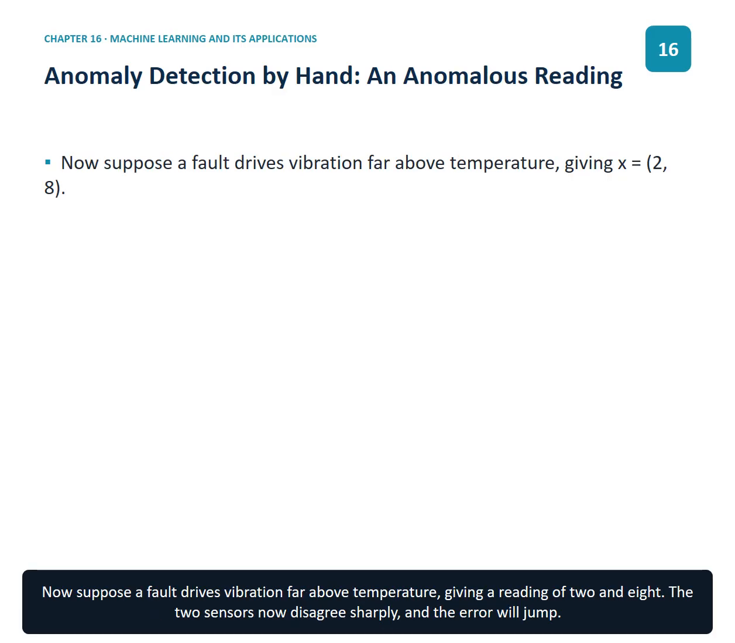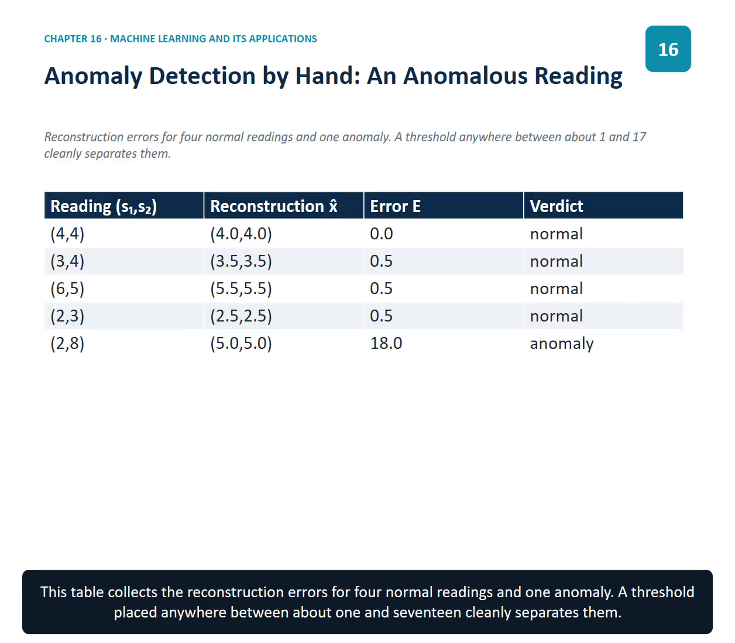Now suppose a fault drives vibration far above temperature, giving a reading of 2 and 8. The two sensors now disagree sharply, and the error will jump. This table collects the reconstruction errors for 4 normal readings and 1 anomaly. A threshold placed anywhere between about 1 and 17 cleanly separates them.